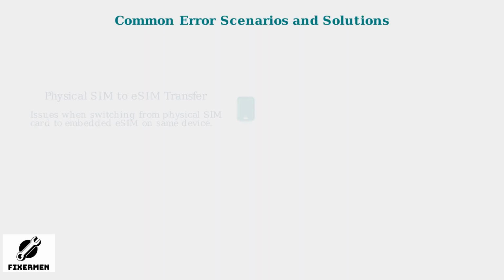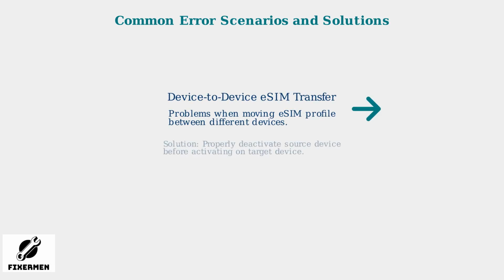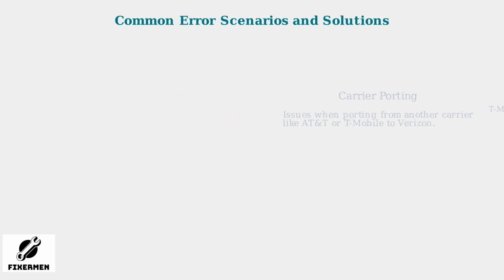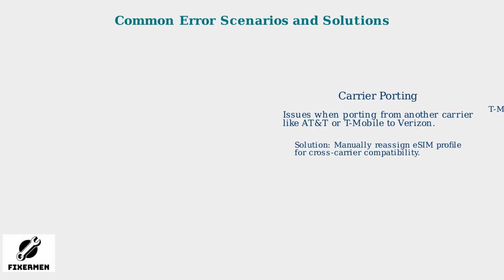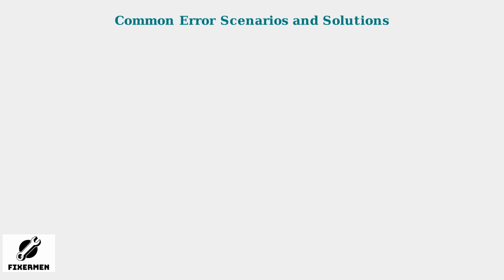Several common scenarios lead to eSIM transfer failures. One frequent issue involves transferring from a physical SIM to an eSIM or between eSIMs on different devices. Another occurs when porting from another carrier, like AT&T or T-Mobile, to Verizon. To address these, ensure cross-carrier compatibility by manually reassigning the eSIM profile if necessary. A documented case study by Consumer Reports showed that this can resolve activation delays due to incompatible network bands. For device-to-device transfers, ensure the source device is properly deactivated.